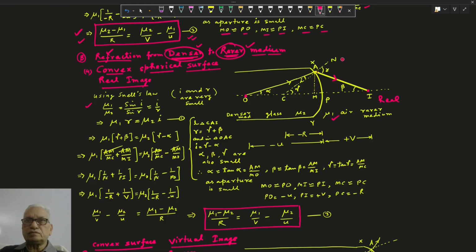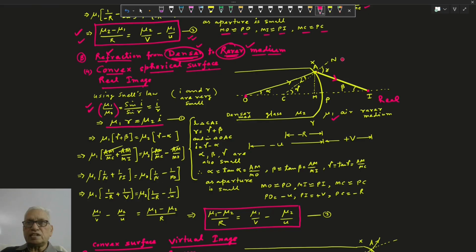i and r are small, so sin i is i, sin r is r. Why is it this way? Because we are moving denser to rarer. Second से first में जा रहे हैं, तो mu1 upon mu2. First से second में, तो mu2 upon mu1 in this case. That is the difference. After cross multiplication we are getting equation 1.